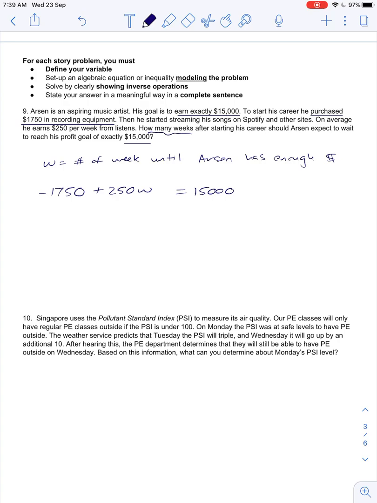Now it's just an equation that you're going to solve with your inverse operations. So we're going to add 1750 onto both sides. So that leaves me with 250 W is equal to 16,750, and then divide both sides by 250. I've already done this, but off to the side, you could do this yourself, if you can't do it mentally, which is totally fine. 250 divided into 16,750. Remember a little shortcut, you could just get rid of these zeros to make your calculating a little bit easier, but it ends up equaling 67. I'm not going to go through all the long division, but that's what we get.